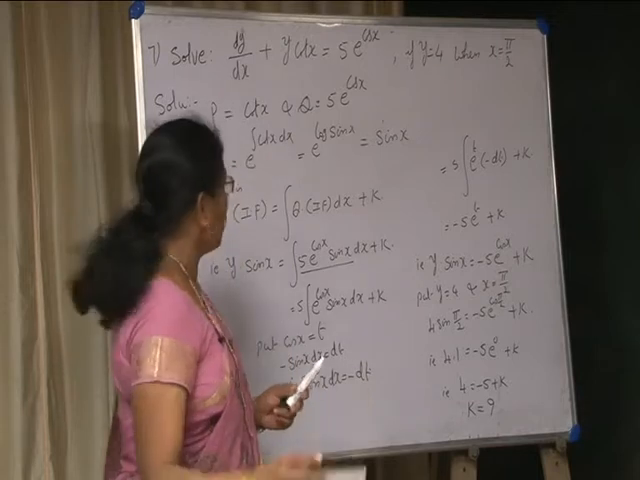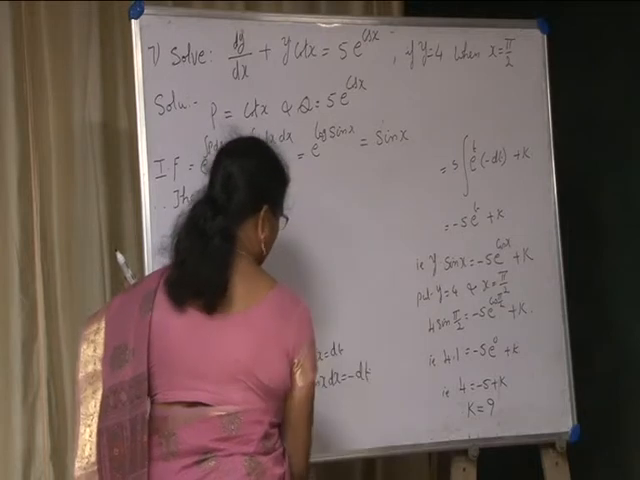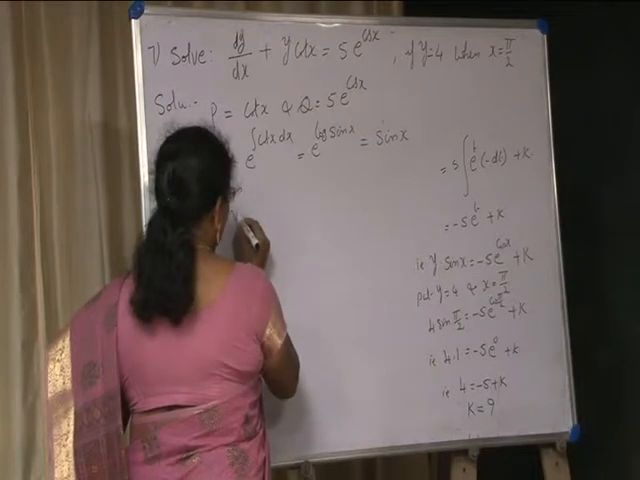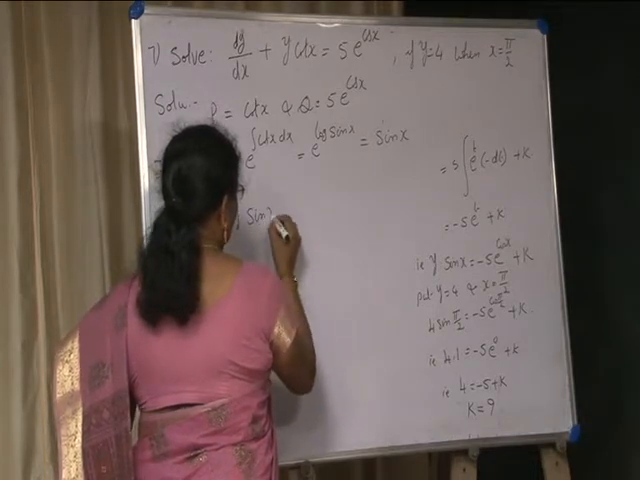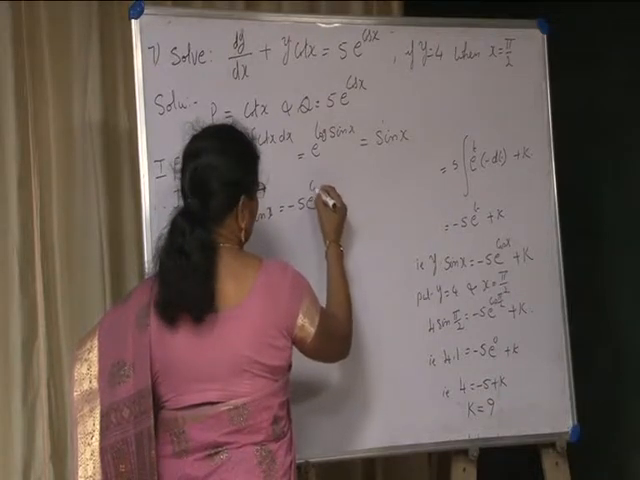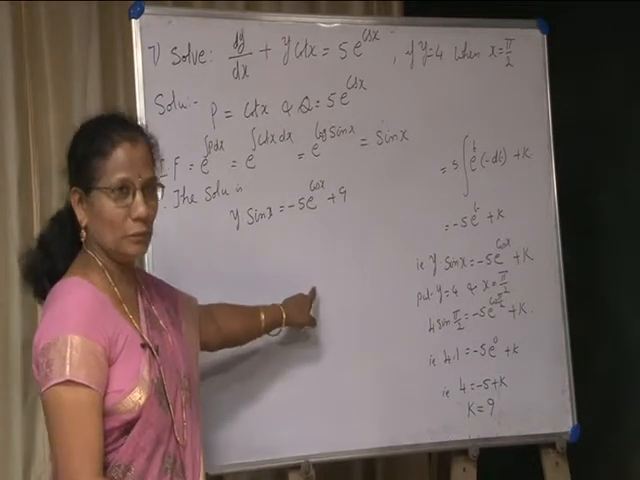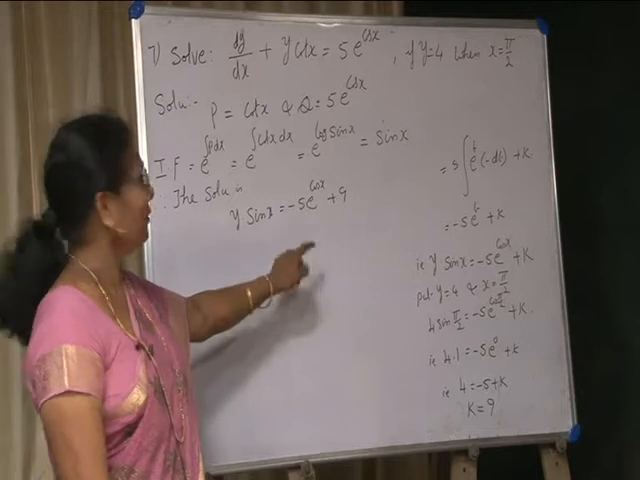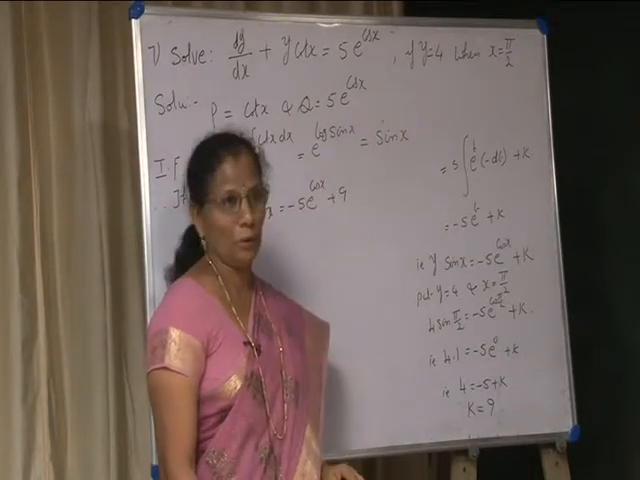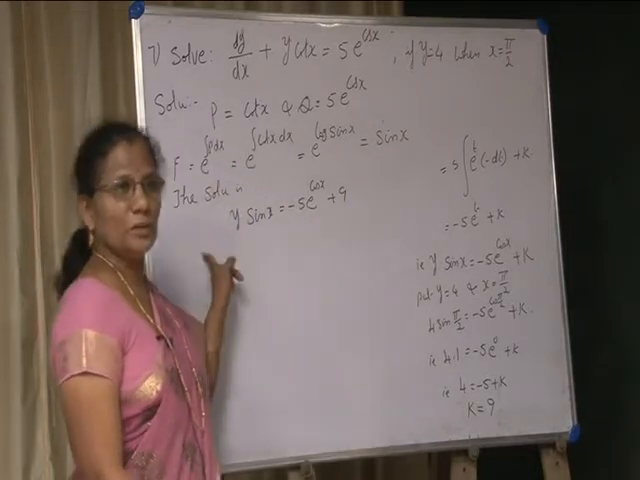So the integral constant is 5. The solution is y into sin x is equal to minus 5 into e to the power of cos x plus 9. K value is 5. To find the value of the integral constant, he has given that when y is equal to 4, x is equal to pi by 2. So using that you can find the value of k, and substitute in the solution.